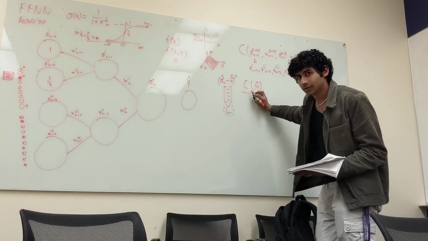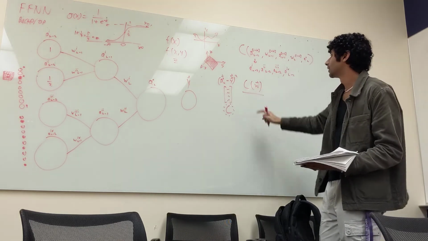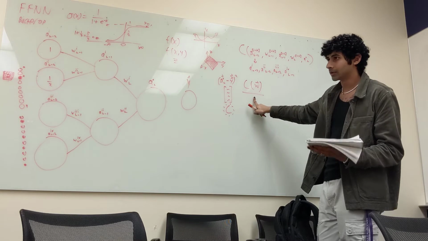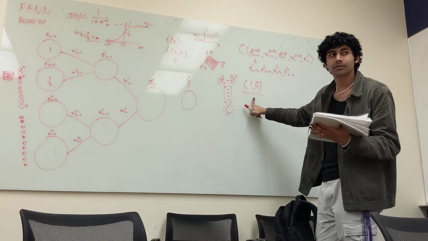This is a cost function that is represented by the network. Minimizing this trains the network. So how do we minimize this function?